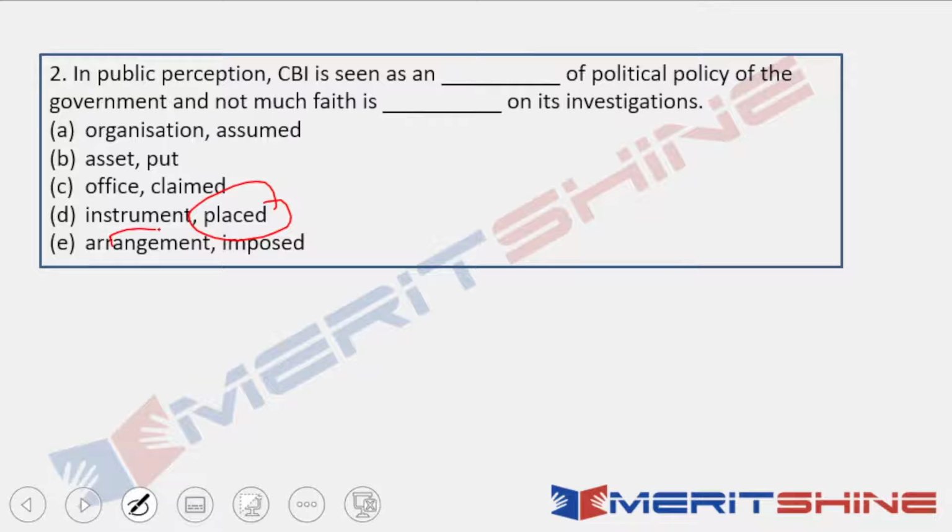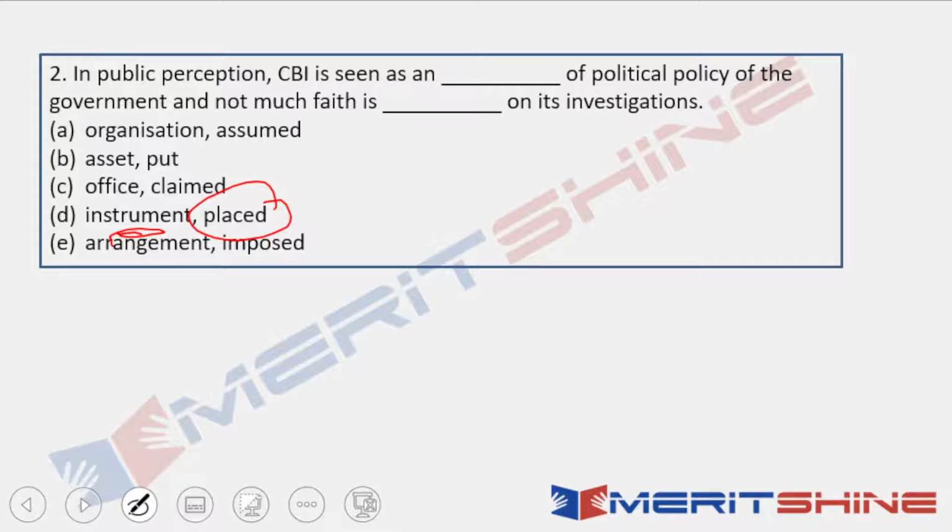Now, let's look at the other one. In public perception, CBI is seen as an instrument of political policy of the government, and not much faith is placed on its investigation. Makes perfect sense, because instrument means that the government is using it as a tool for political policy rather than whatever it was supposed to do.